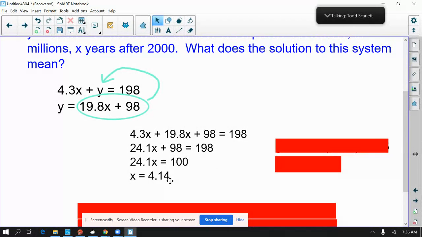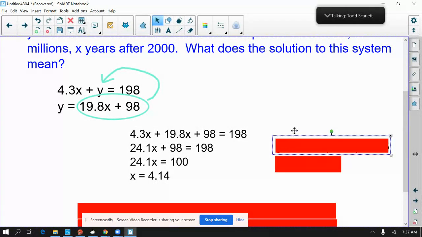I discovered that x is 4.14. That caused me a little bit of concern. I had to think about, what was x again? X is the years after 2000. So this is a little bit after New Year's Day in 2004. So a little bit after 2004, January, February. But that's the x value.